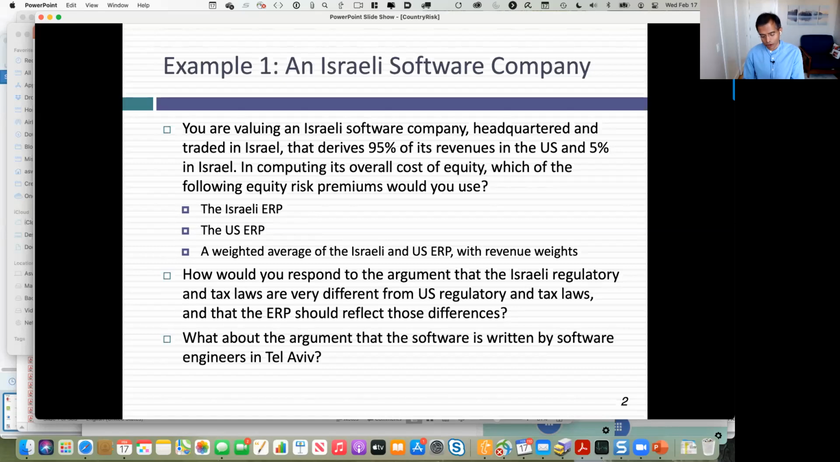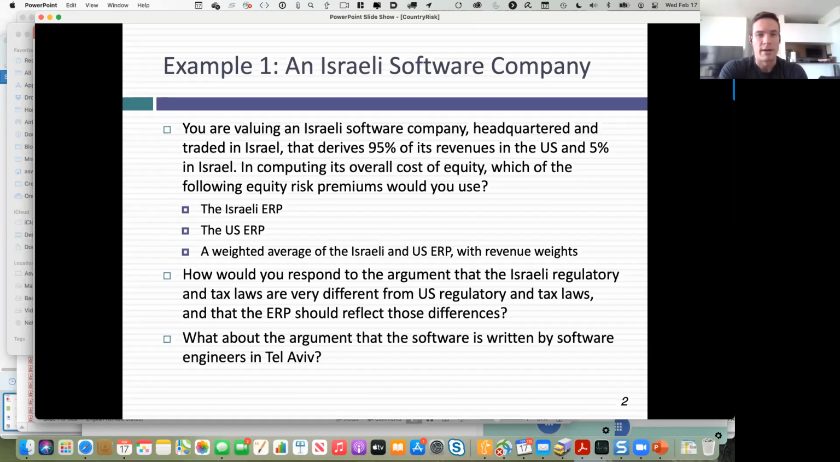Which of the equity risk premiums are you going to use? I'll give you the choices. You can use the Israeli equity risk premium, you can use the US equity risk premium, or you can use a weighted average of the two. Mark Tyson, I'm going to put you on the spot. Israeli company, headquartered and traded in Israel, but gets 95% of its revenues in the US, 5% from Israel. What equity risk premium should I use? I would choose the third option, weighted average.